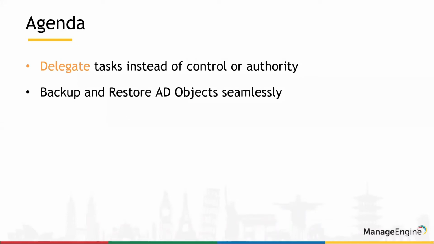First, I want to talk about delegating tasks instead of control and authority. Then I would like to talk about the backup and restore of AD objects seamlessly. No more recycle bin, no more running PowerShell scripts, getting back into the recycle bin, identifying if an object is available, or enabling the recycle bin to see if that object is there. If you want to see what went wrong, you would like to restore it back to its parental state. Do not worry, we have a tool that can help you restore your object to the previous best version.